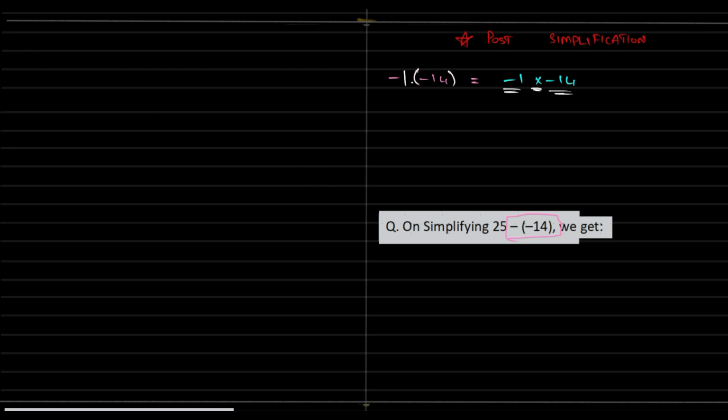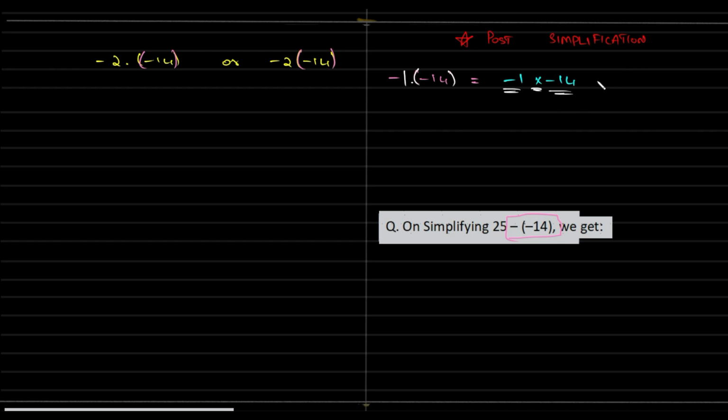Okay, so I'll talk about a scenario wherein if you have -2 into -14, you either write it this way or -2 into -14, right? These brackets are read as into, multiplication. So this is a bit of introduction to the next topic, that is multiplication and division. I'm just introducing it as post simplification along with your addition and subtraction.